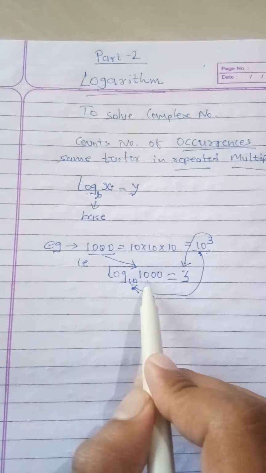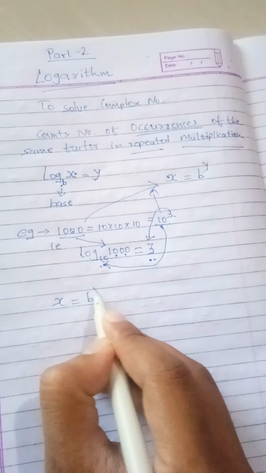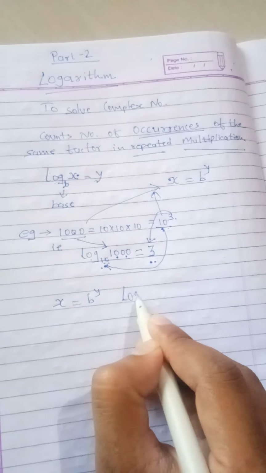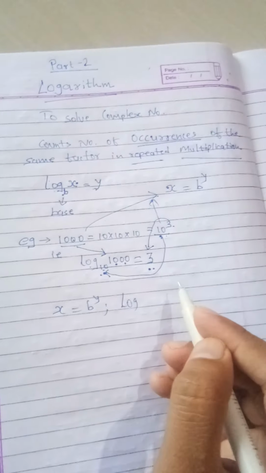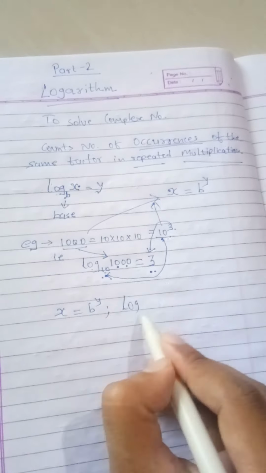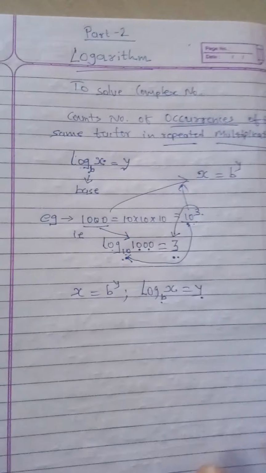So I can write this as x is equal to b raised to y. It means if x is equal to b raised to y, then we can write it as log x base b is equal to y, or vice versa.